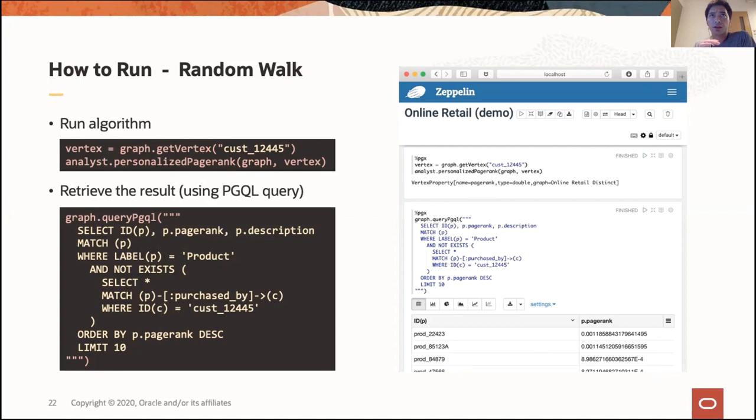into the node properties. So once you get those ranks on each node as a node property, we can get the result using a PGQL query like this. This query is trying to get nodes only, and their label is product. So we are trying to get the list of products, but not customers, because we want to recommend products, not customers, right? And also this not exist clause is removing those products which are already purchased by this customer. And then order by page rank. So we want to get the top 10 recommendations.